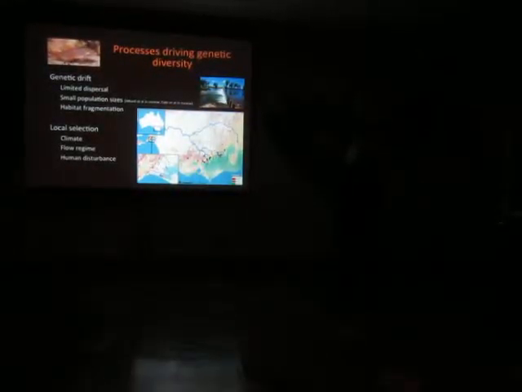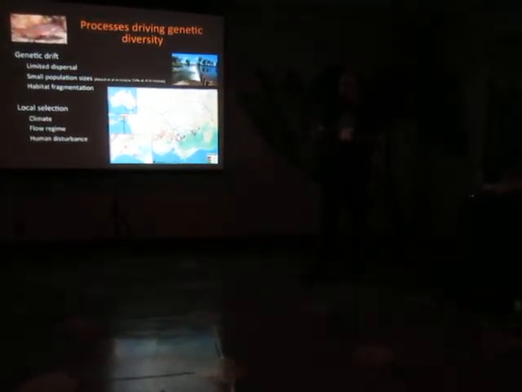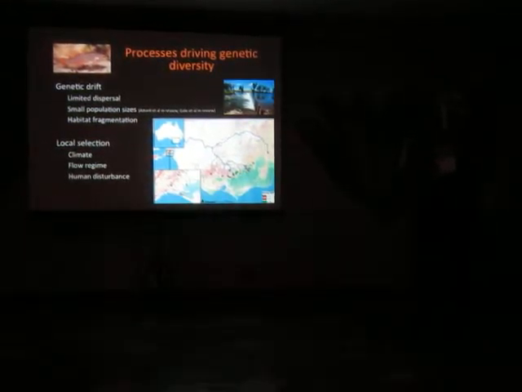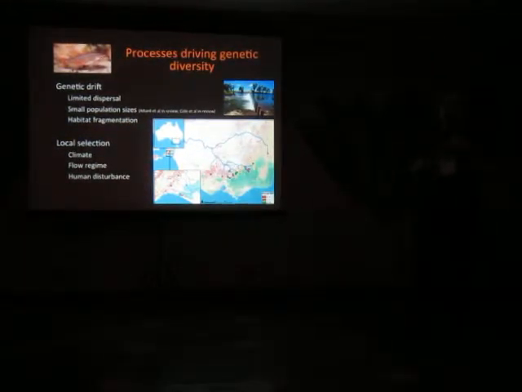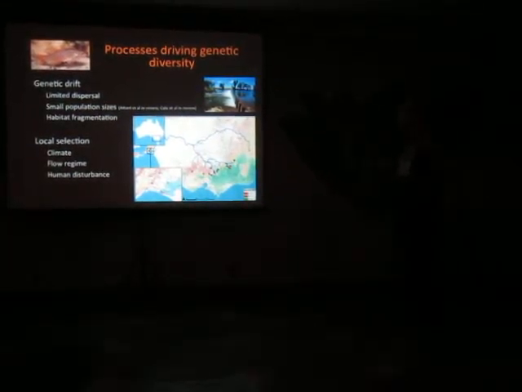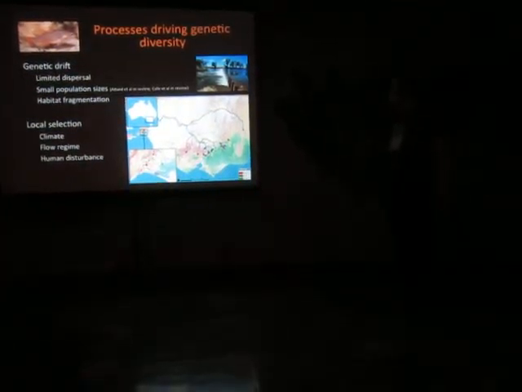It's pretty clear that genetic drift is the main factor driving the patterns of population structure that we see. But what that means is that where we have isolated populations and the environment differs, we should also expect to see some strong signals of local selection.